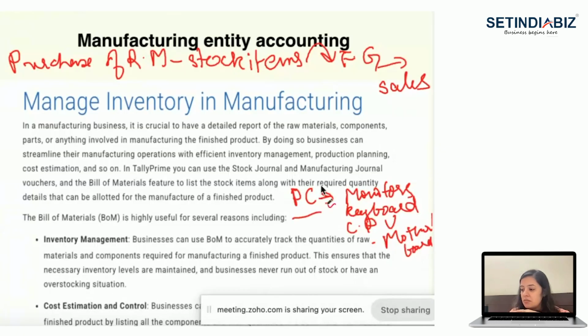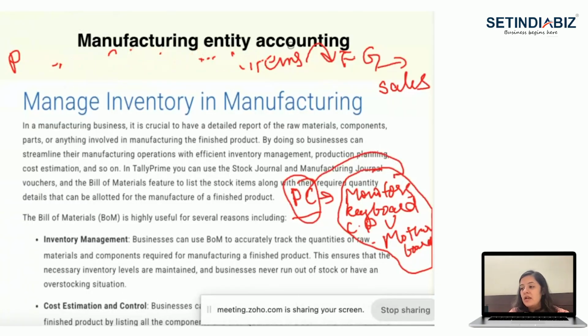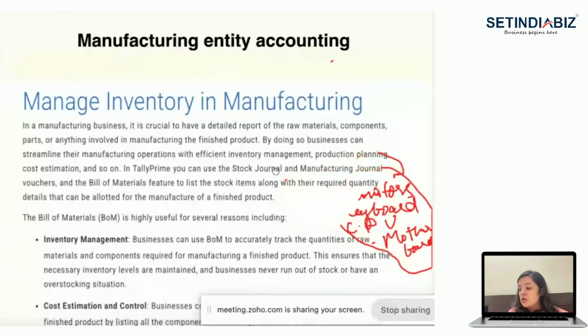I'm selling this PC, but these are my stock items. Now, how can I link these stock items, the list of these inventories, with this finished product? That is called manufacturing entity accounting, right? That the list of stock items that are used in one finished product, right? And for that, I need to have bills of material.